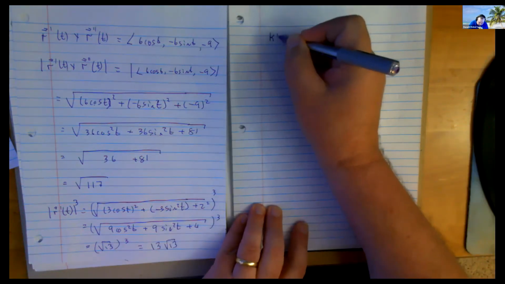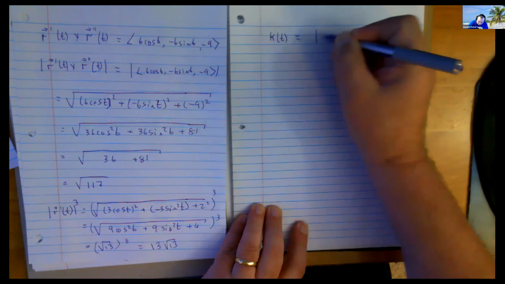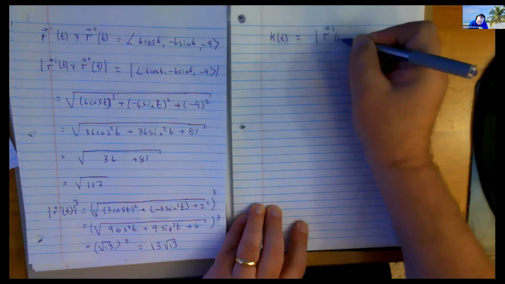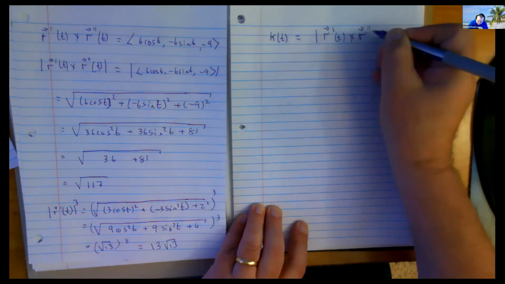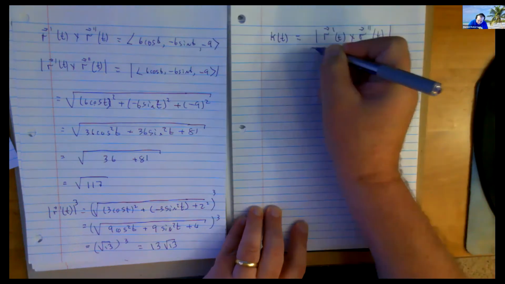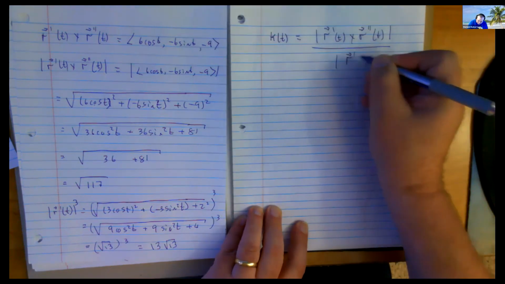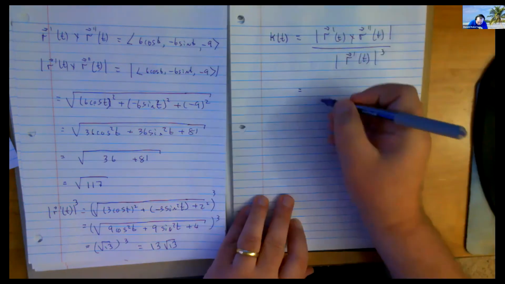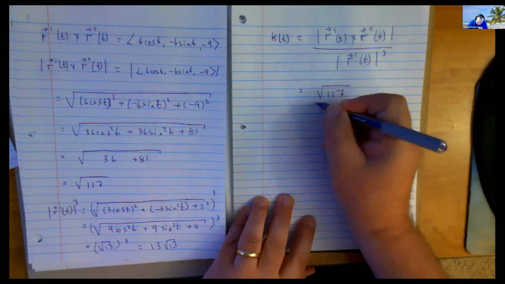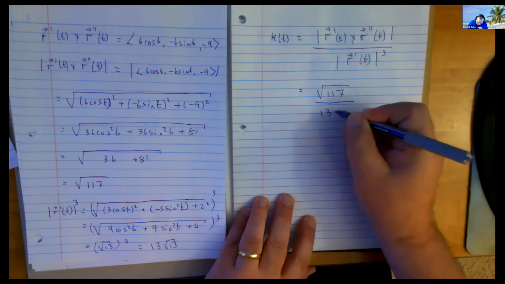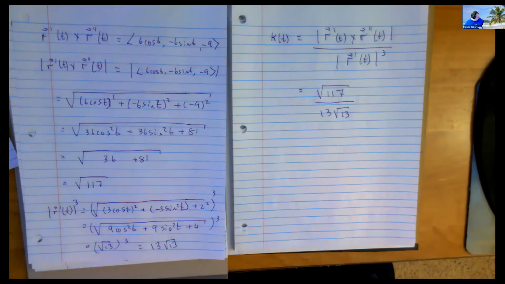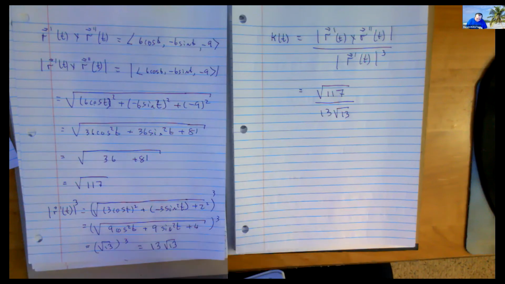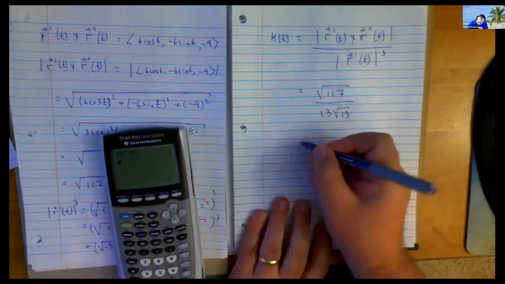The curvature at any given value of t is the magnitude of the cross product of those two guys divided by the magnitude of the first derivative cubed. That top guy ends up being the square root of 117, and that bottom guy ends up being this fella. And 117 divided by 13 gets you 9. Okay. 9?